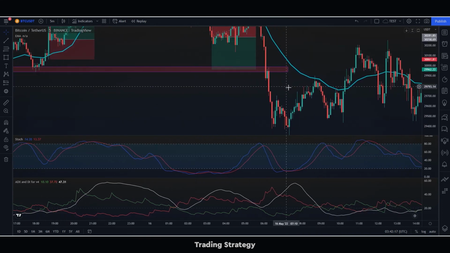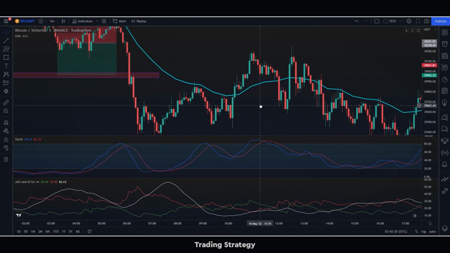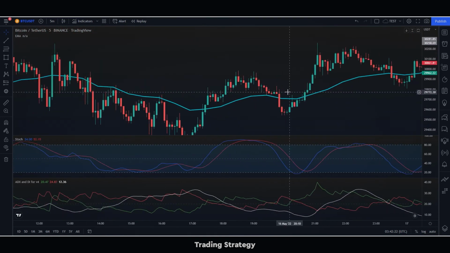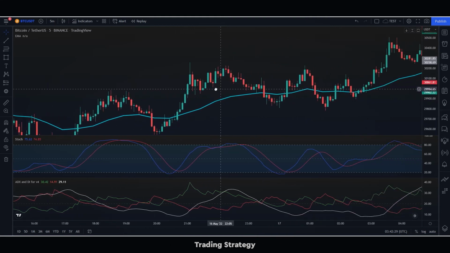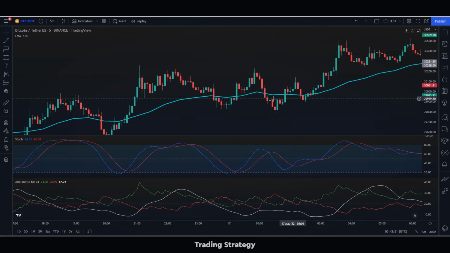Both to carry out a buy operation or to carry out a sell operation, if at the time of making the operation, the price is close to the EMA and the ADX white line is above 20, the buy or sell signal will be much more reliable. Let's show some more examples.